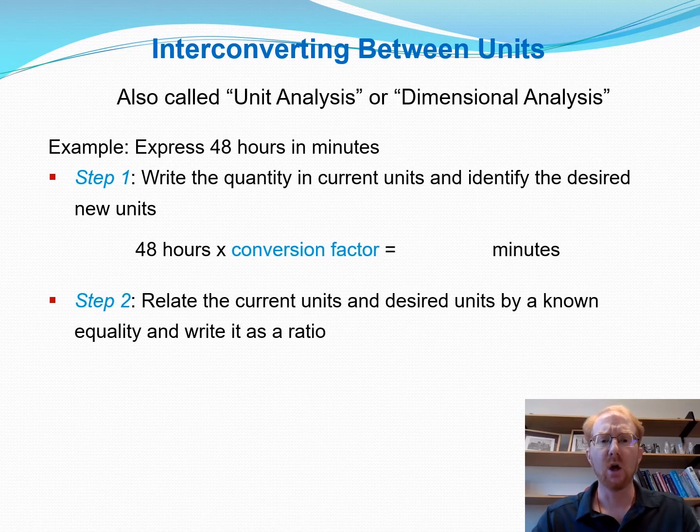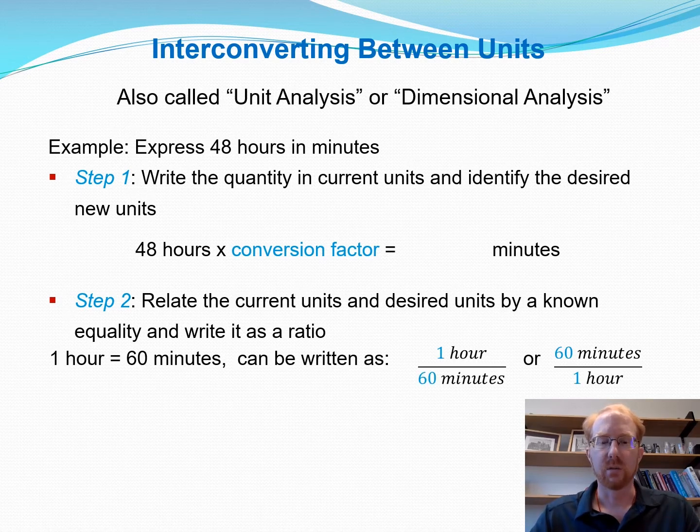So we're going to relate the current units of hours to the desired units in minutes as a ratio. So we're going to write a ratio that's going to switch between those units. We know that 1 hour is equal to 60 minutes, so we can write that as a ratio: 1 hour per 60 minutes, or I could write it as 60 minutes per 1 hour.